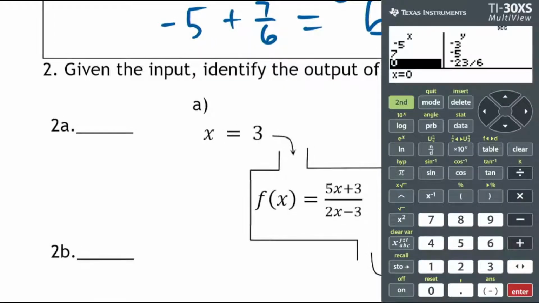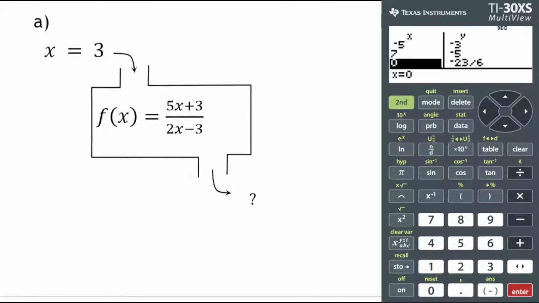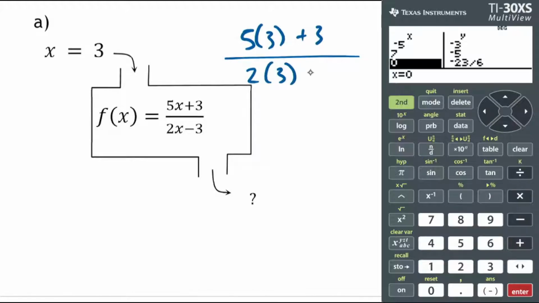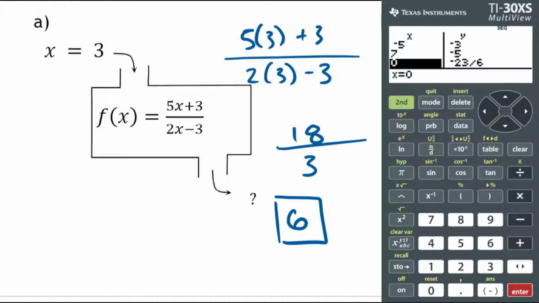Question 2 says, given the input, identify the output for each function. Okay, so I'm giving this thing 3. If I give this the value of 3, I'm going to be looking at 5 times 3 plus 3 in the numerator, and in the denominator, 2 times 3 minus 3. Well, 5 times 3 is 15, and 15 plus 3 is 18 in the numerator. In the denominator, I have 2 times 3, which is 6, and 6 minus 3 is 3. So I'm looking at 18 over 3, which I believe is 6. So if I give that particular function the value of 3, I should get an answer back of 6.